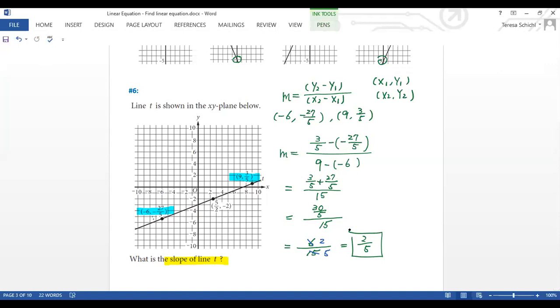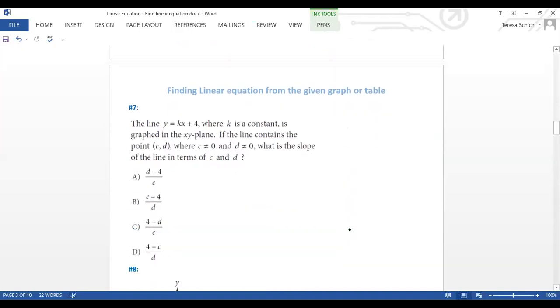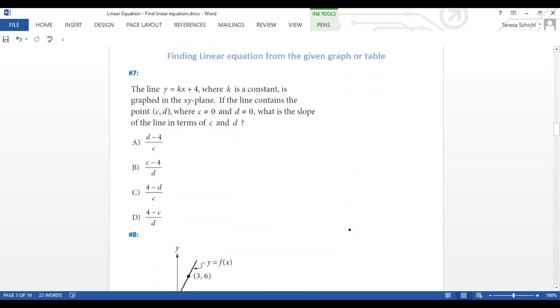That's why I tell my students, if you can prevent using a fractions, you want to prevent it, because it's easier for a lot of students to make mistakes. So that's why we don't want that to happen here. Okay, now let's take a look at number 7 here.